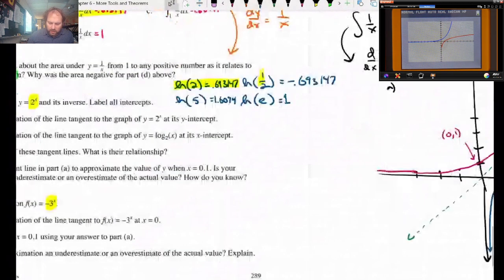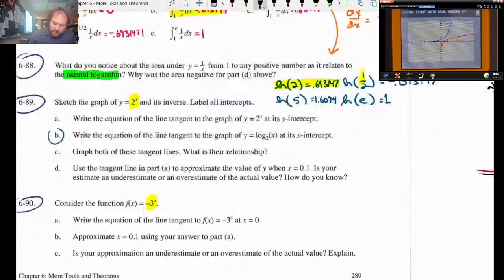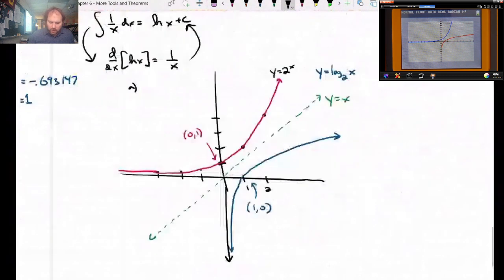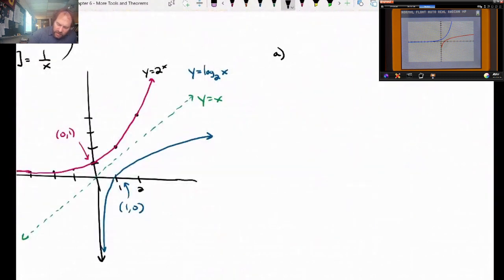Let's take a look at B. We're going to write the equation for the... Oh, that's just the graph, so we haven't done it in the math yet. Question A is asking us to write the equation of the line tangent to y equals 2 to the x at its intercept. So here we go. For question A, that intercept is at the point (0, 1). So we're looking for an equation something like y minus 1 equals the slope, we'll say y prime, times x minus 0.